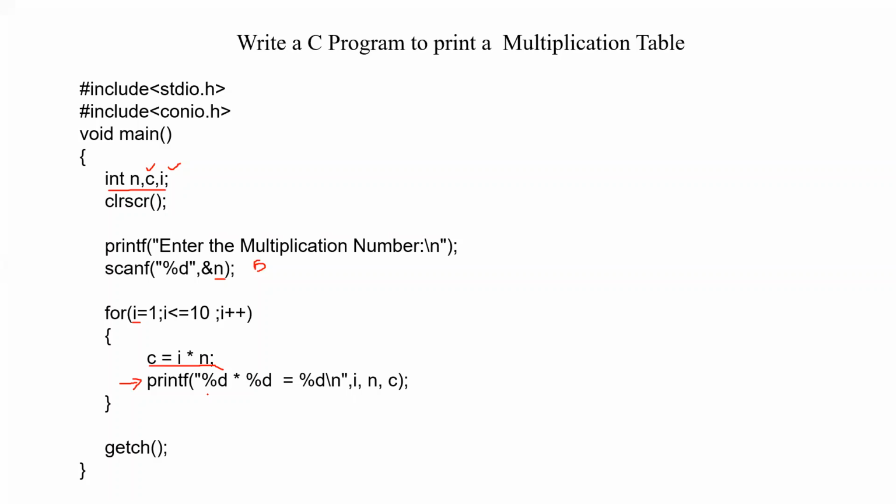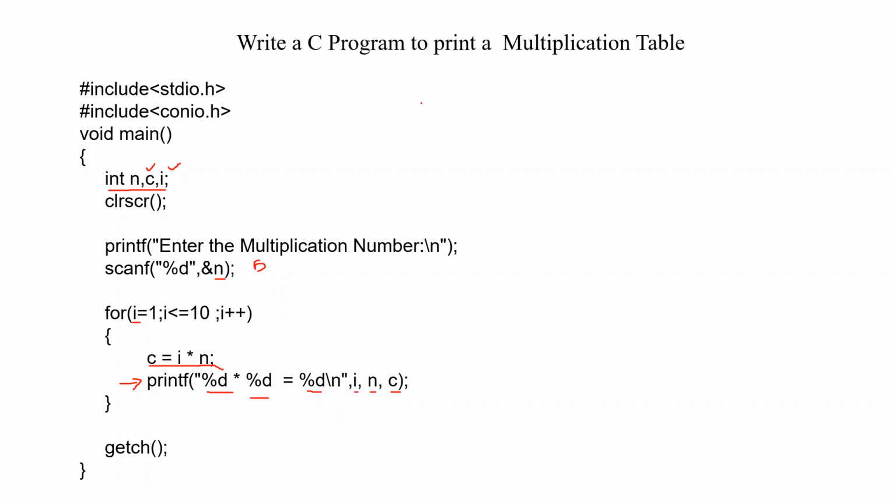What will be printed if we are giving percentage d? If you are not able to see, I'll read: percentage d, then asterisk, percentage d. Don't be in a hurry to answer. You see what all are there. Percentage d equal to percentage d. The three variables which I am passing are i, n, and c. So wherever percentage d is mentioned, the values of the variables which we are passing will be printed in the same order. Let me see who is typing.